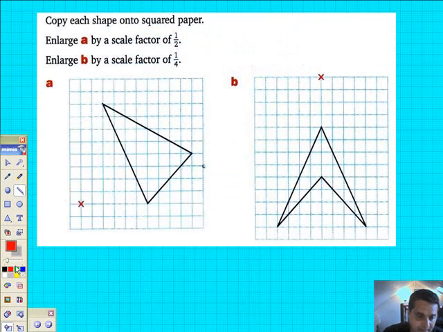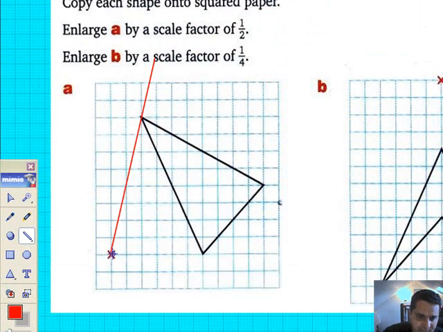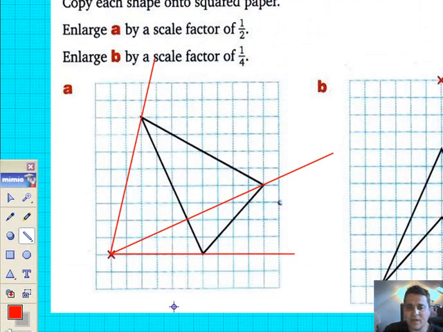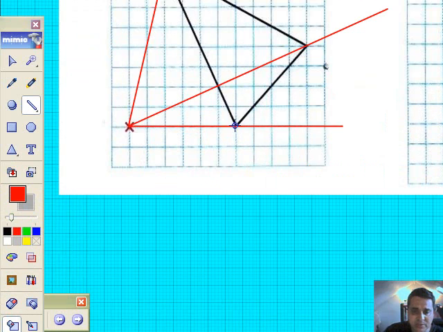Let's use red, it's lovely. Alright. Pass through each vertex, like so, and that one across there. And it says scale factor of 1/2. What I can do is measure each distance from the centre of enlargement to each vertex and halve it. So I can use that as a technique. Stick to glue, I think.